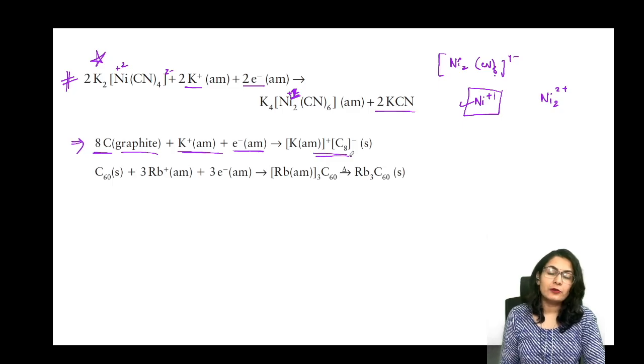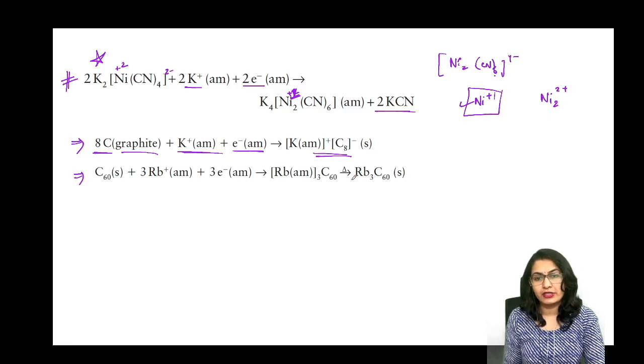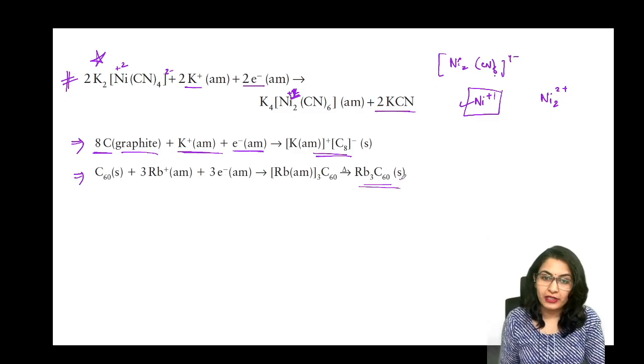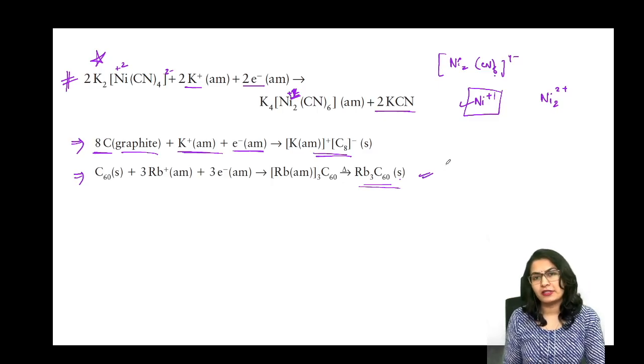Alright, so it looks like a carbide complex, but this is much bigger. Okay, carbon, the graphene, the graphite structure having negative charge. Then again C60 balls plus 3 rubidium plus 3 electrons gives you Rb3C60. This one is solvated, S for solvated, because there are going to be ammonia surrounding the metal. So this is how the reactions can proceed for different systems.